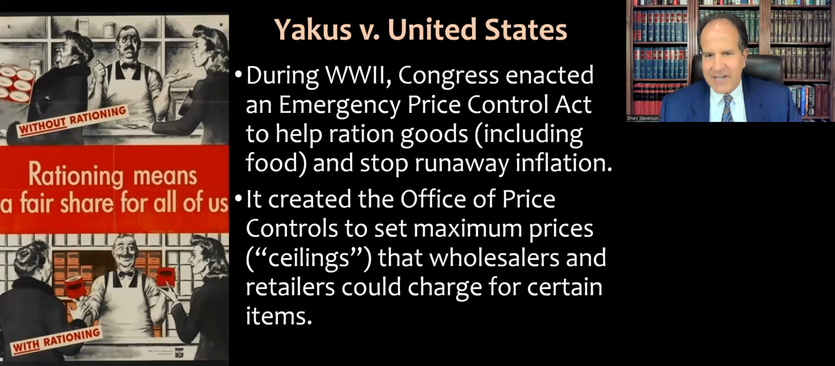So let's talk about the statute for just a minute, because it actually matters to the continuing legacy of this case. During World War II, Congress enacted an Emergency Price Control Act to help ration goods, including food, and to stop runaway inflation. During wartime, it's very common that there's shortages of consumer goods like gasoline and milk and other foods, and spiraling consumer prices.